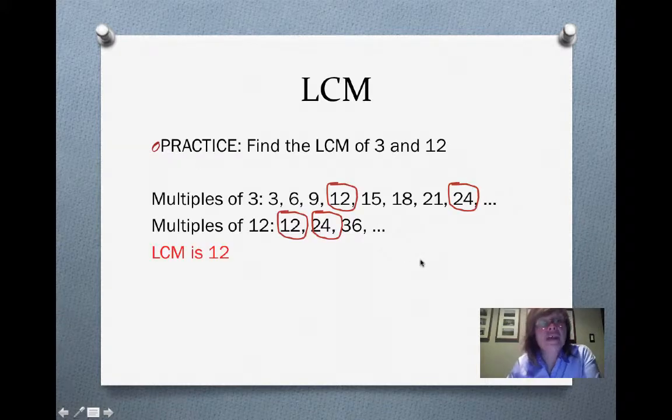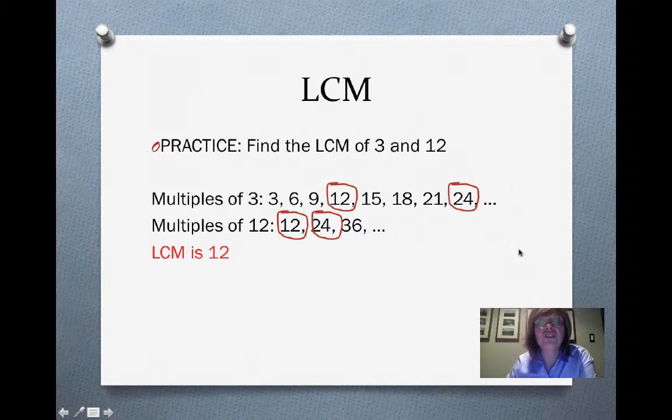Okay, let's start with the list of multiples method. We're going to list the multiples of 3 and 12. Let's start with 3: 3, 6, 9, 12, 15, 18, 21, 24. That gives us quite a few to get started. Now, let's list the multiples of 12: 12, 24, 36. Wait, I don't have to go any further.